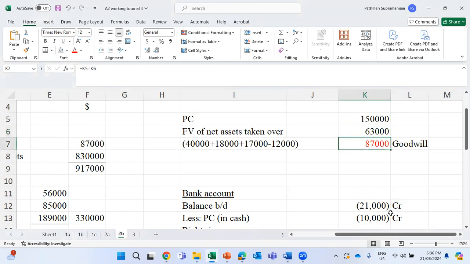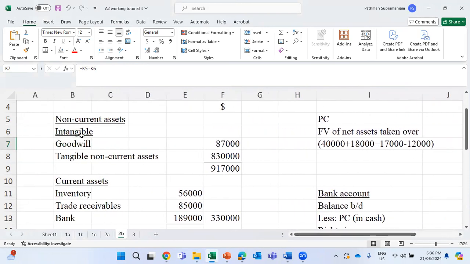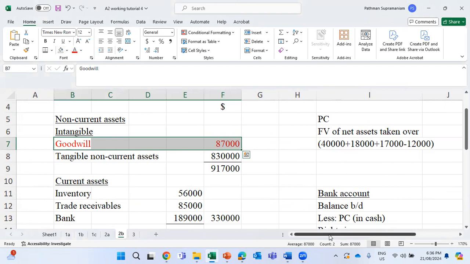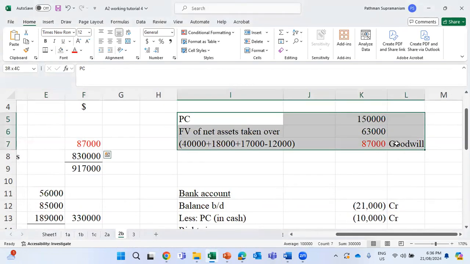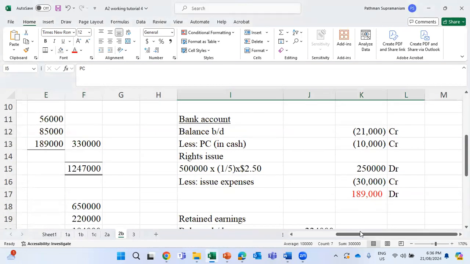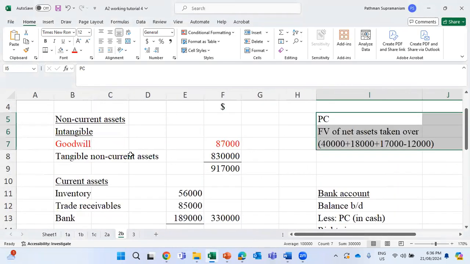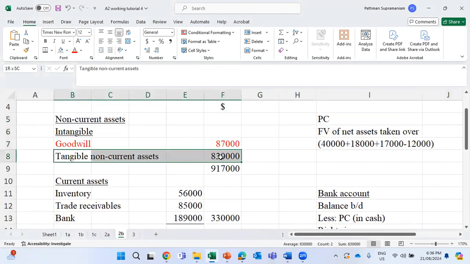This extra 87,000 is goodwill, and it should be kept in the books. So it should be recorded under the non-current asset section, intangible. So that's how I get goodwill of 87,000, which means you need to show your workings here. Okay, how to get the goodwill. Okay, and then how do I get 830,000 for non-current asset?